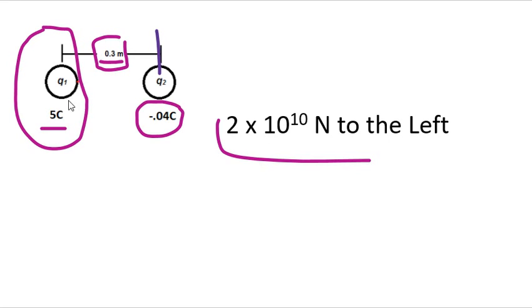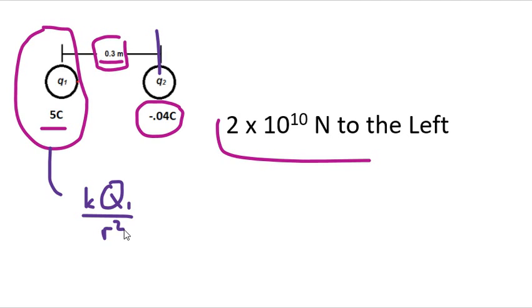But what if I did it a different way? What if I just looked at this? Because this is the one that's applying the force, and I did K Q1 divided by R squared, because these are the 3 things that I do know that won't change. So I have 9 times 10 to the 9th, and then I multiply that by 5 coulombs, and I divide that by 0.3 divided by 0.3, or divided by the distance squared.